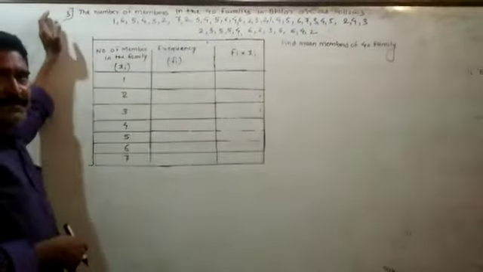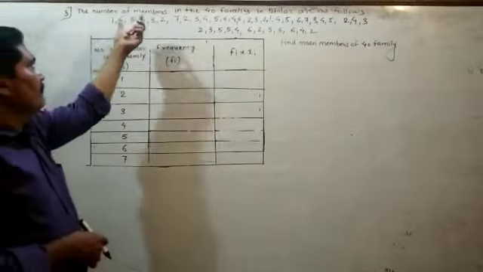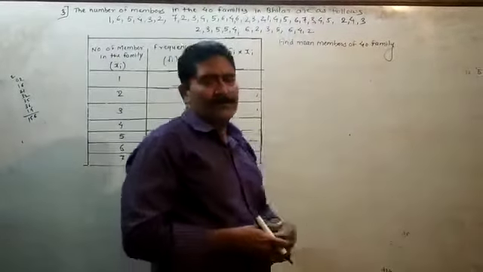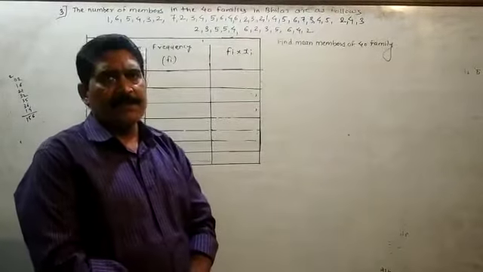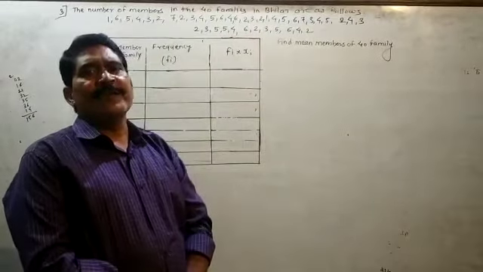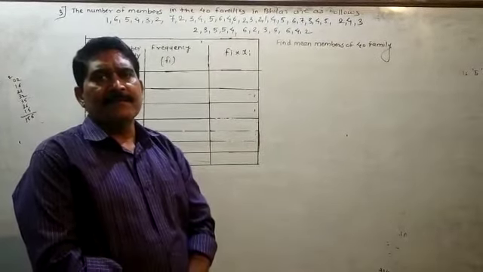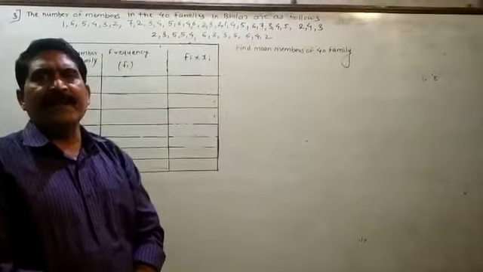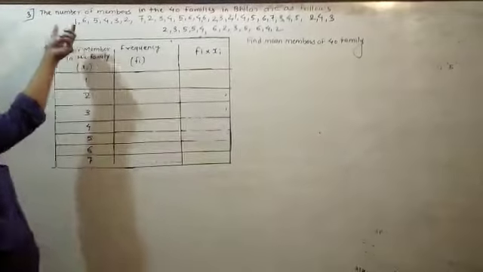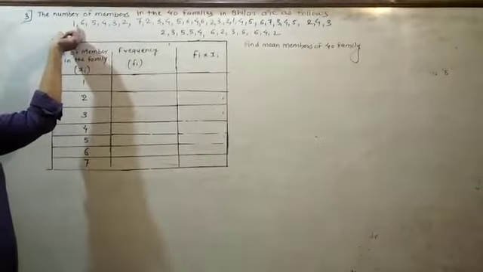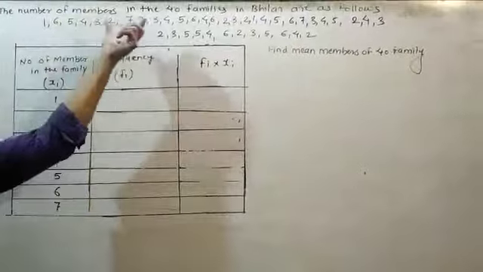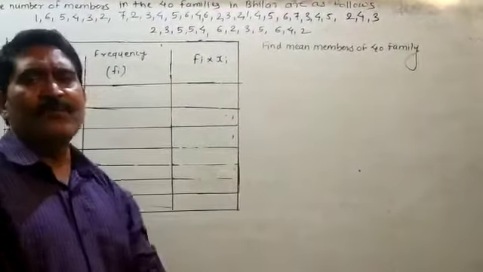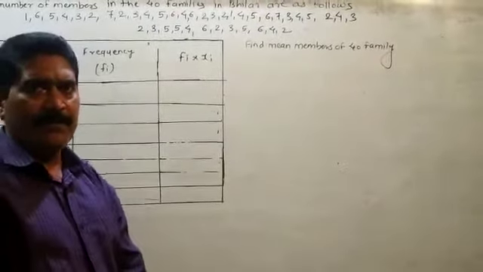Exercise example number 3. The number of members in the 40 families in Bhillar are as follows. Bhillar is the name of the village, and the data of 40 families is given. This data shows how many members each family holds. One family holds 1 member, then 6, 5, 4, like this the data is given. According to that, you have to find the mean number of members of the 40 families.